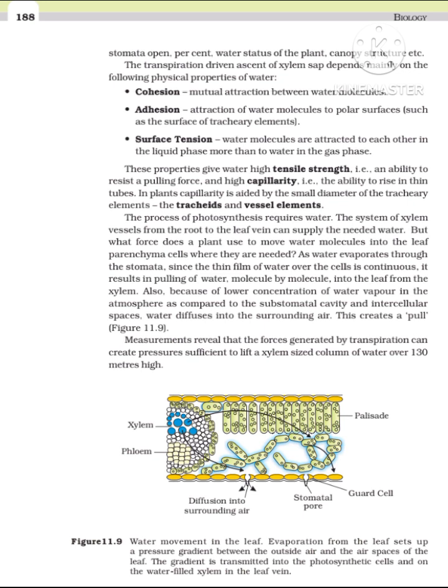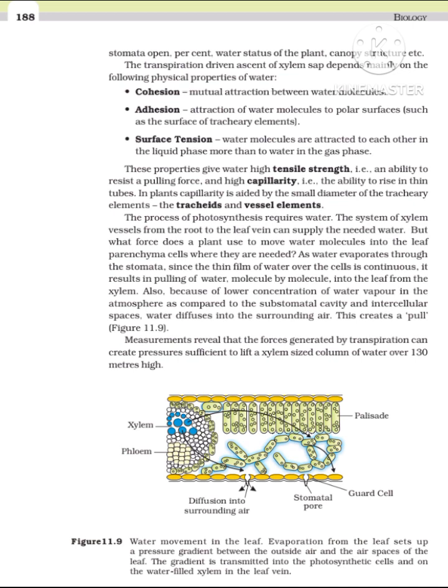Measurements reveal that the forces generated by transpiration can create pressures sufficient to lift a xylem-sized column of water over 130 meters high. Palisade, xylem, phloem, diffusion into surrounding air. Stomatal pore, guard cell. Figure 11.9. Water movement in the leaf. Evaporation from the leaf sets up a pressure gradient between the outside air and the air spaces of the leaf. The gradient is transmitted into the photosynthetic cells and on to the water-filled xylem in the leaf vein.